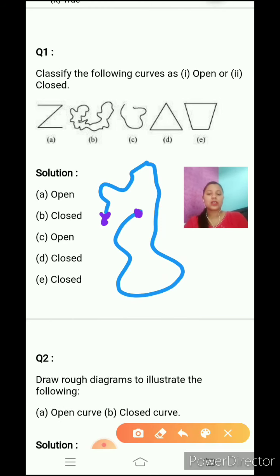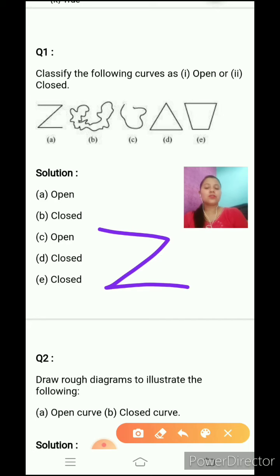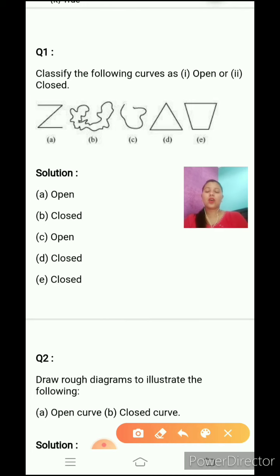So let's find out. The first one is an open curve. Simply you can see here, this one is open from this side and this side, and these 2 points are not connected with each other, so it means it's an open curve. This open curve has 2 end points.